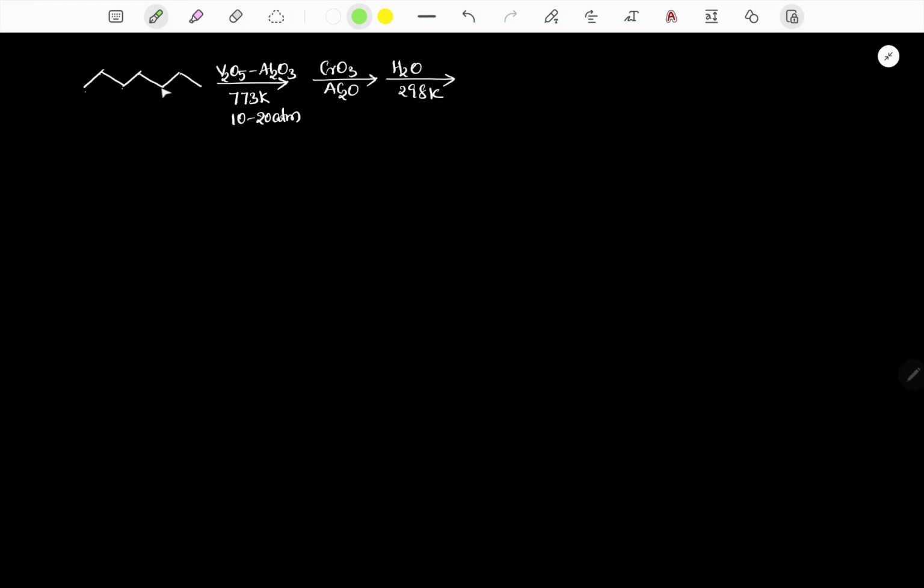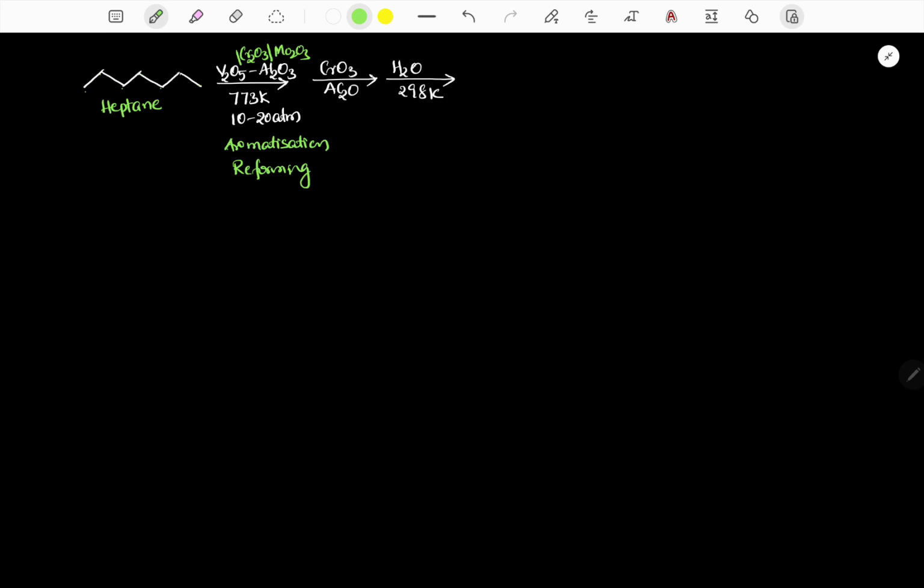1, 2, 3, 4, 5, 6, 7. It is a heptane. Heptane is treated with V2O5, Al2O3. Here not only V2O5, we can also use Cr2O3, we can also use Mo2O3, at 773 Kelvin, 10 to 20 atmospheric pressure. This reaction is known as aromatization and also called reforming.